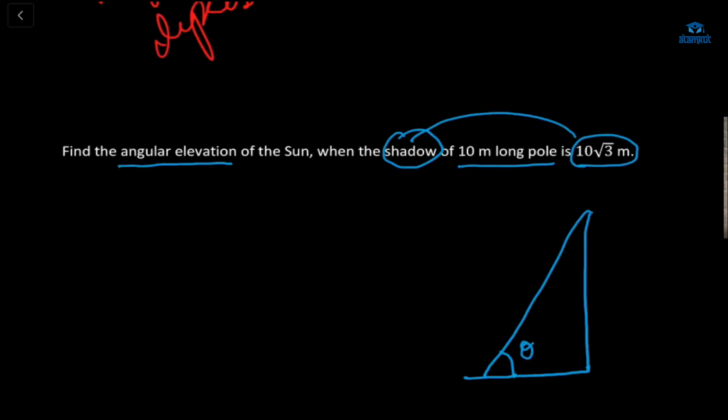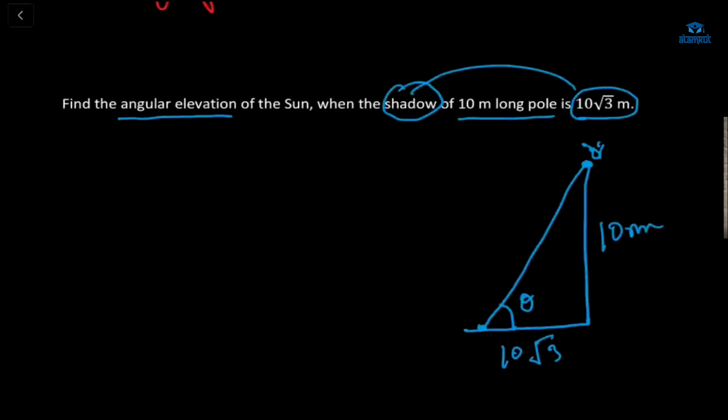Okay, angle of elevation of the sun. Here is your sun, you can say. And here you can observe the angle at I. Now the shadow of 10 meter. Now this is the tower and this is 10 meter long. And the shadow is what? 10 root 3 meter.